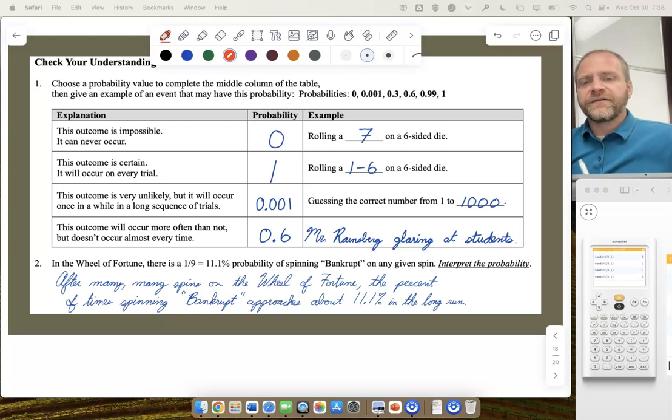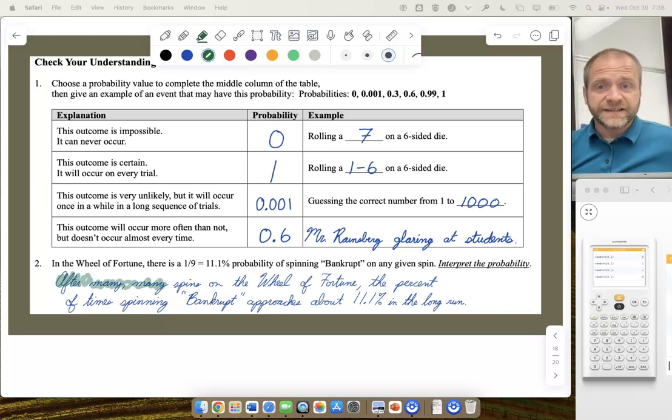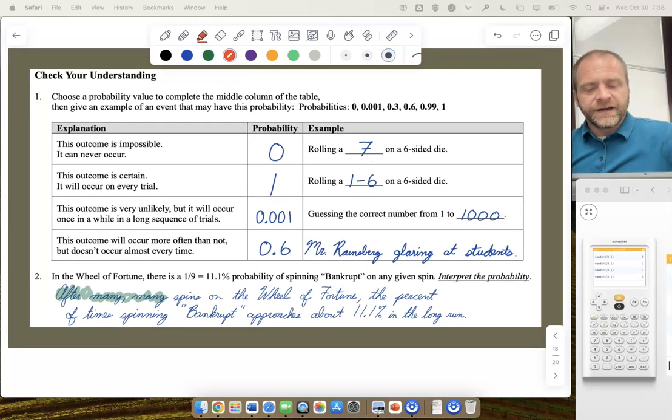Then here is our definition, and this is really important for interpreting the probability. You can see there's a little bit of a stem repeating so far in what we've done in this lesson. After many spins, so after many trials, context, that's really what's going on right here, whatever our context is, spins on the Wheel of Fortune. The percent or the probability of the context, the times of spinning bankrupt, is going to approach about 11.1%.